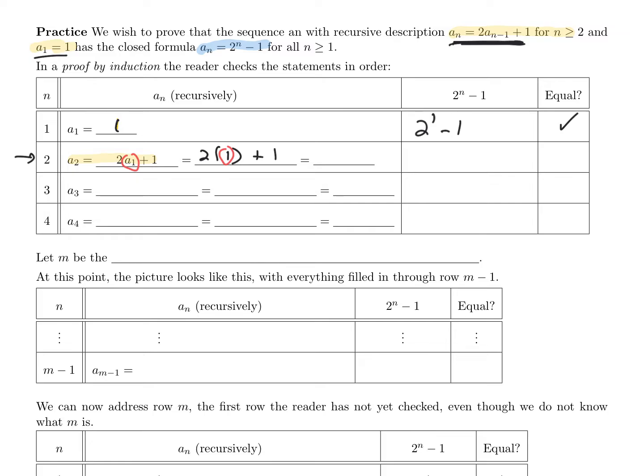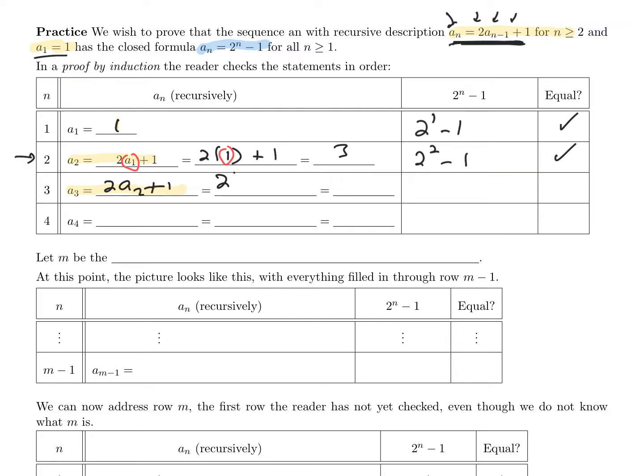And of course, 2 plus 1 is 3. On the other hand, the closed formula, when n equals 2, is 2 squared minus 1. And those are equal. So we'll do it again. My first equal sign here is going to be because of the recurrence relation. And if I read the recurrence relation, this thing up here, with n equals 3, it'll say A3 is twice A2 plus 1.